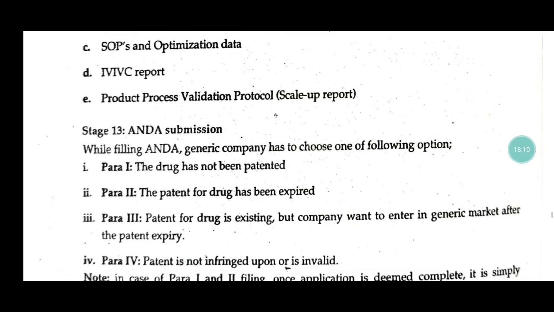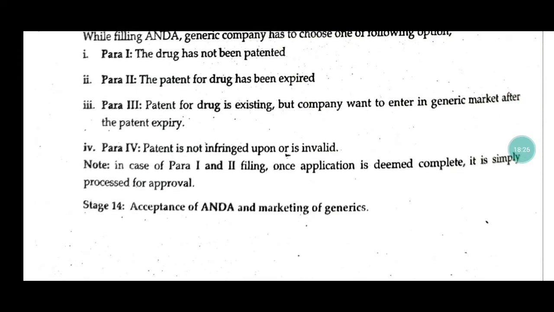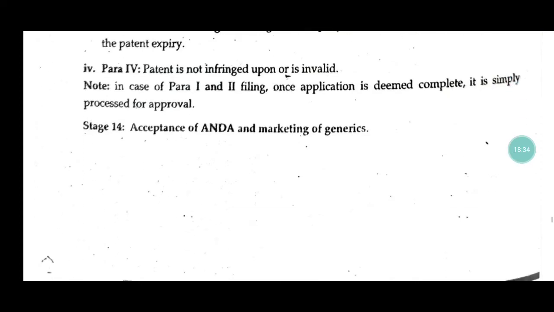And stage 13, that is ANDA submission, where while filing ANDA, the generic company has to choose one of the following options: para 1, para 2, para 3, para 4. Lastly, stage 14 is acceptance of ANDA and marketing for the generic products.